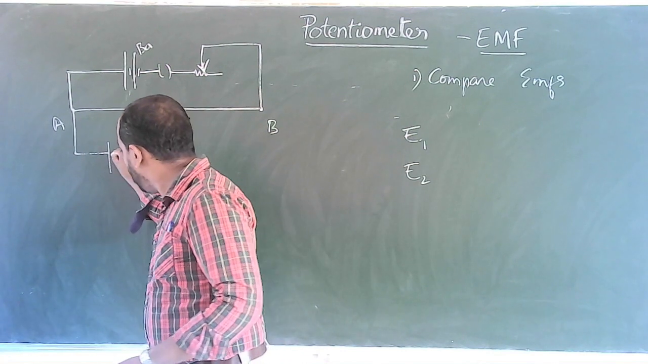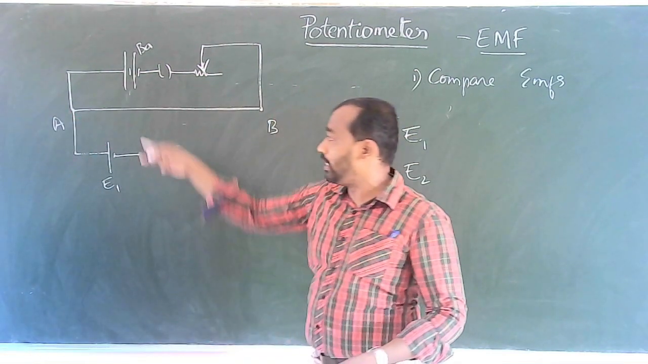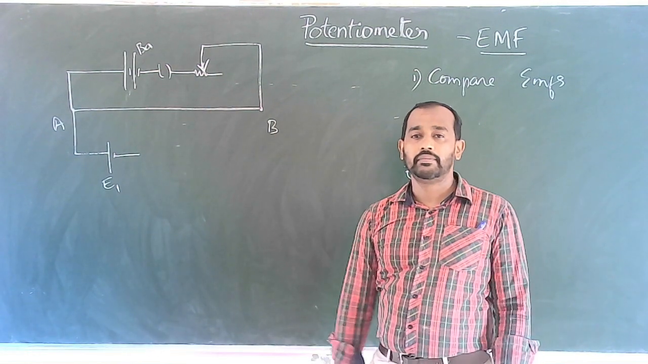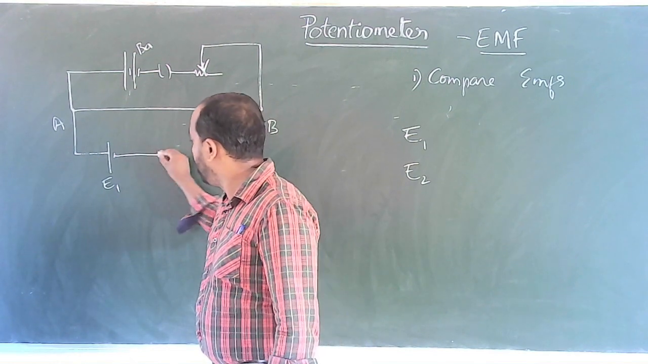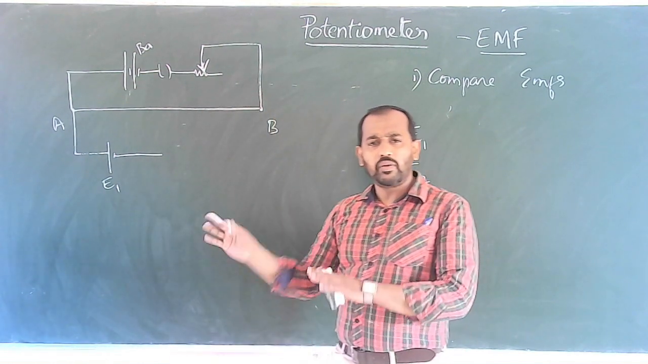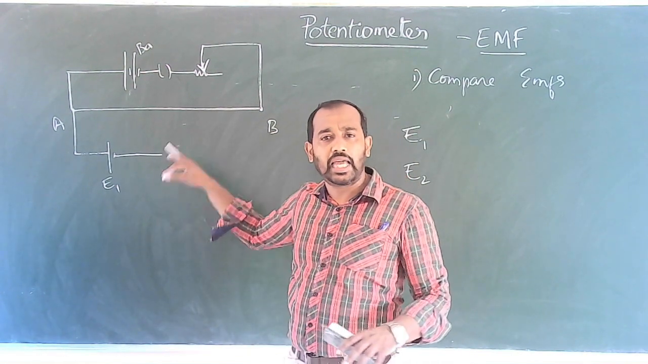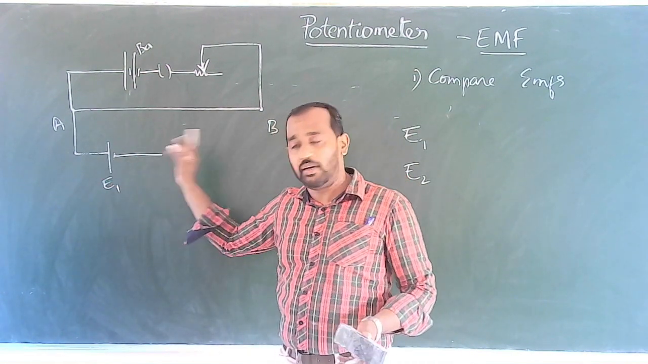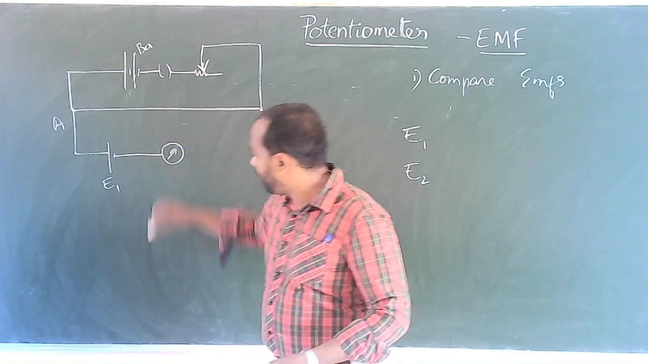Even the cell of EMF E1, the positive of it will be connected to the point A. Then again, here, maybe to control the deflection, a galvanometer is connected to the negative of the cell E1. There will be a galvanometer connected here.